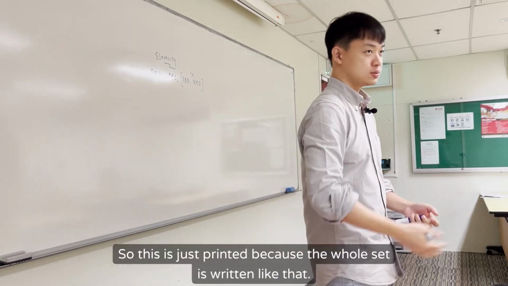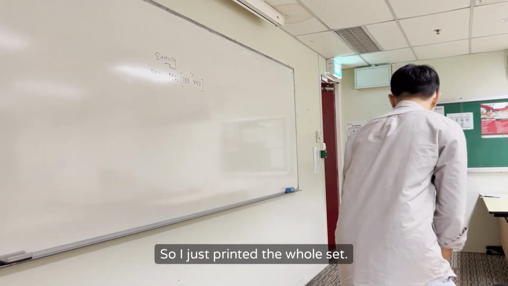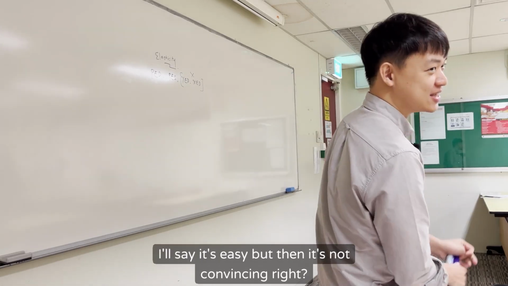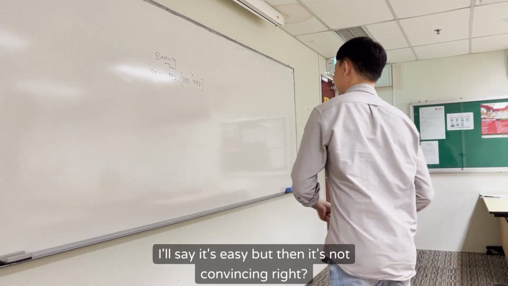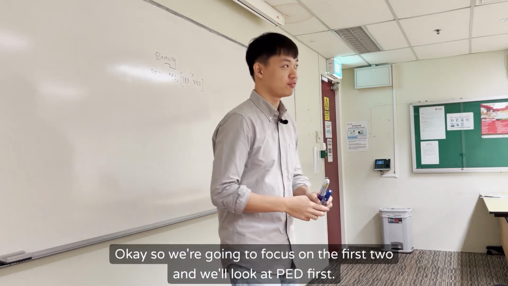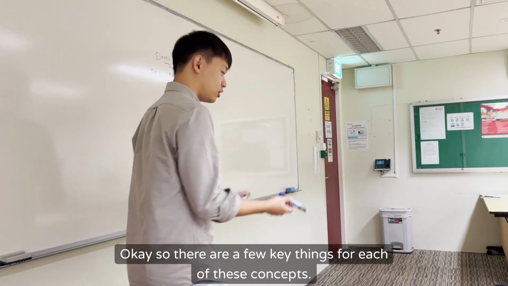Okay, so this is just printed because the whole set is written like that, alright? So I just printed the whole set. So we are only focusing on the first 2, which I'll say is easy, but then it's not convincing, right? Okay, so we're going to focus on the first 2, and we'll look at PED first. Okay, so there are a few key things for each of these concepts, alright?